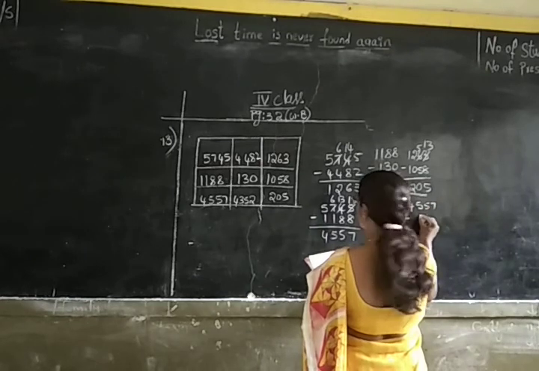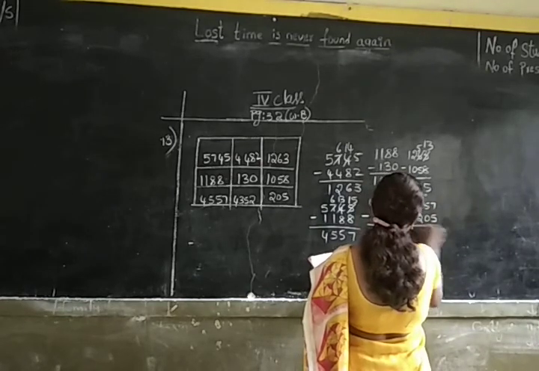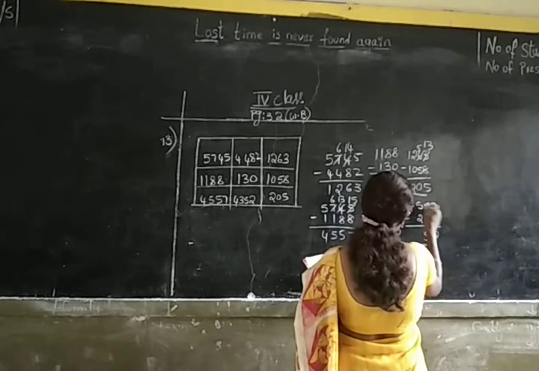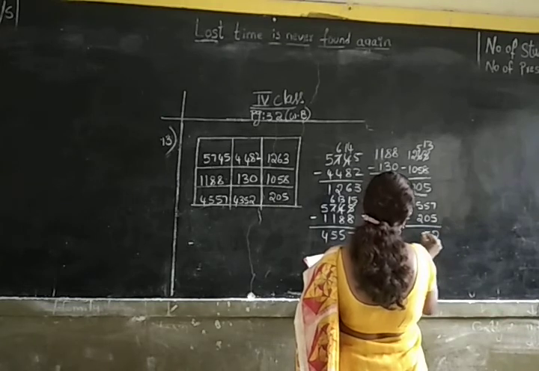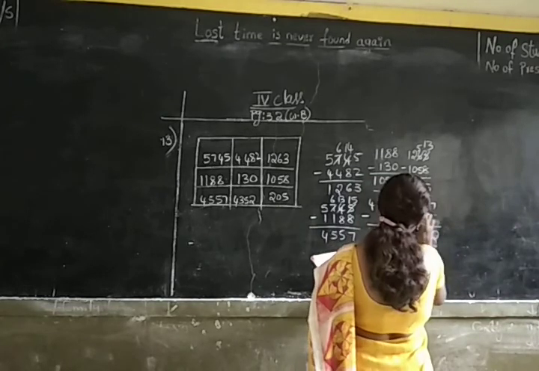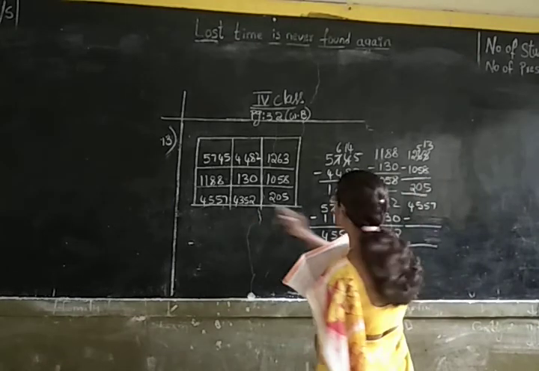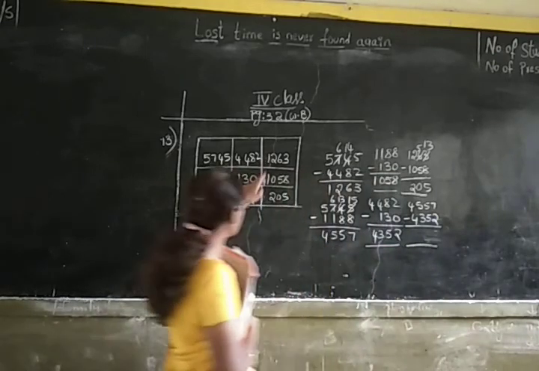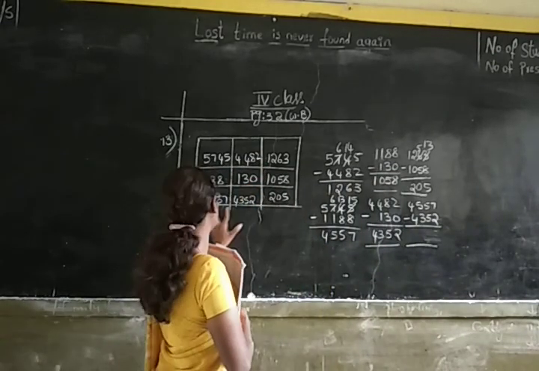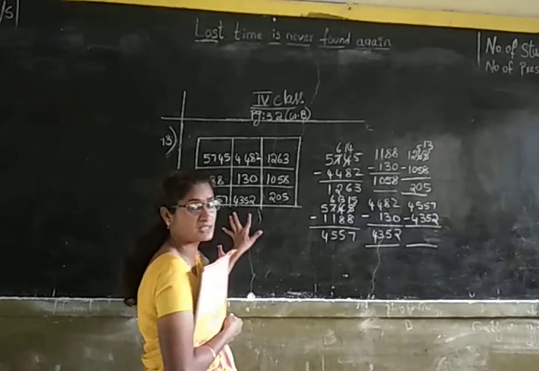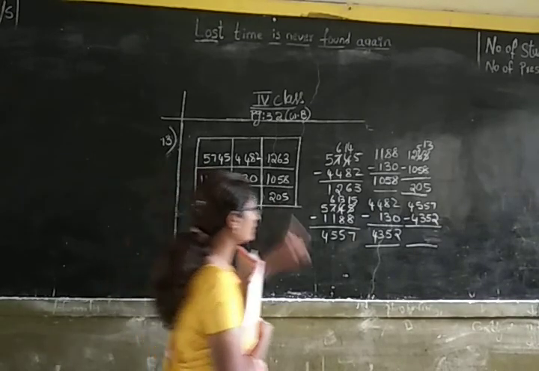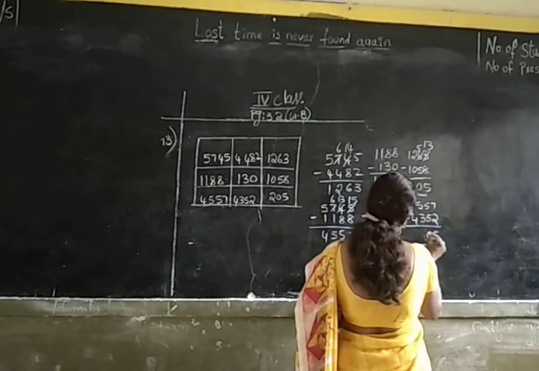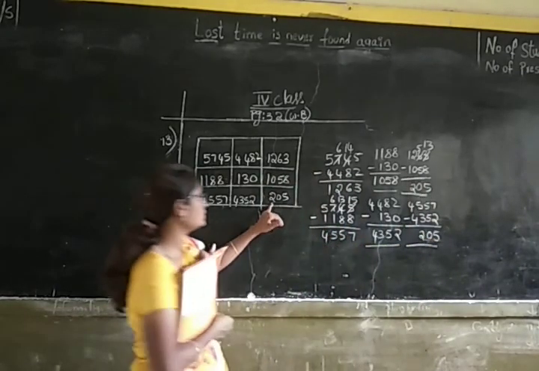4557 minus 205. Okay, 7 minus 5 is 2. 5 minus 0 is 5 and 5 minus 2. Sorry children, here I have kept the wrong number. Here you have to write this number, that is 4352. Okay children, I have subtracted these two numbers and I have got 205. Now I am subtracting these two numbers to see whether I will get 205. 7 minus 2 is 5. 5 minus 5 is 0. 5 minus 3 is 2. So the answer is 205.